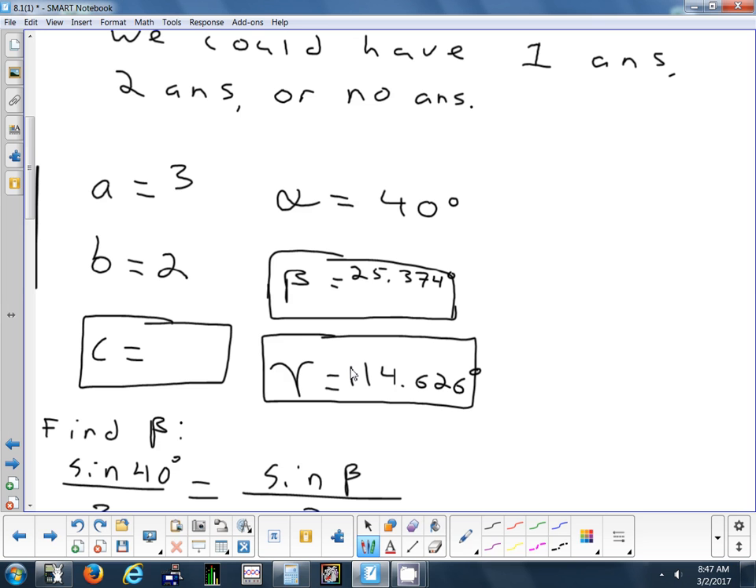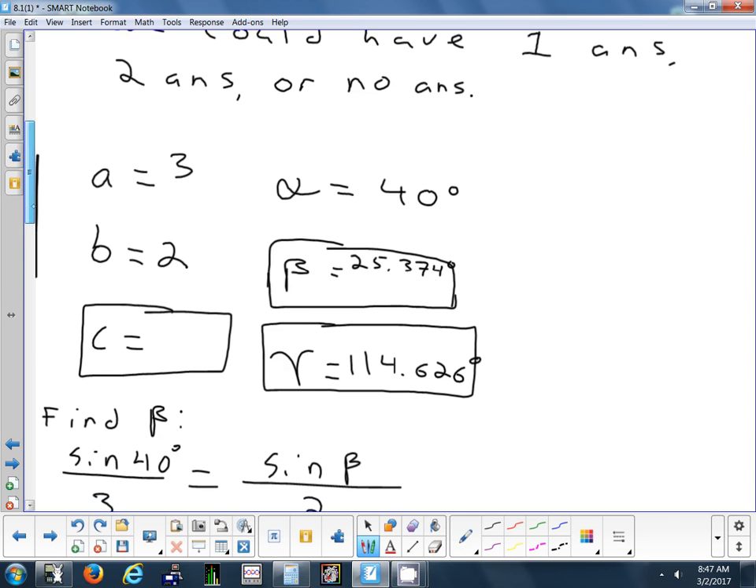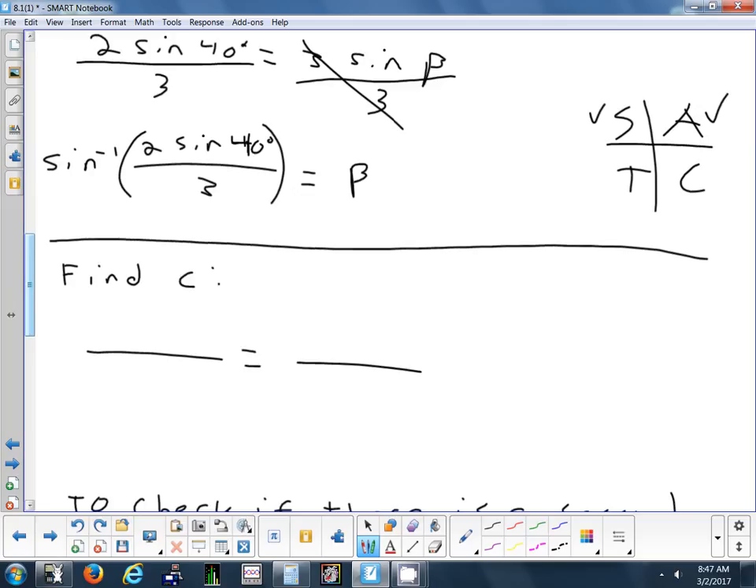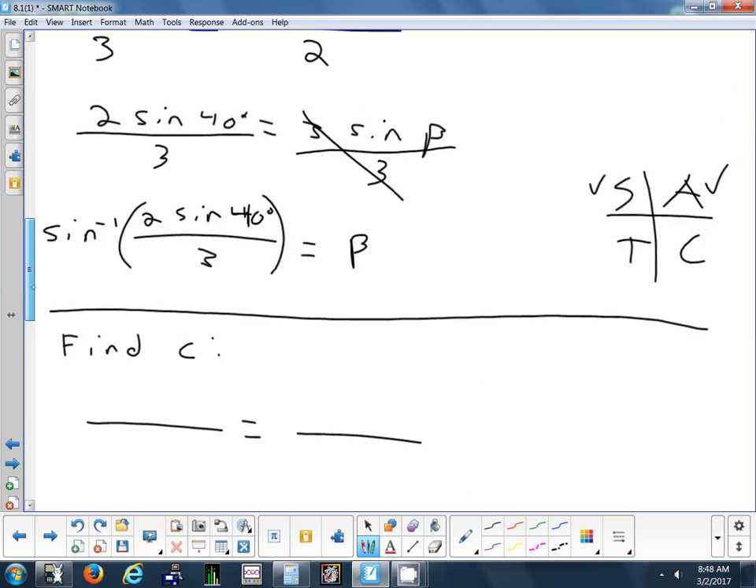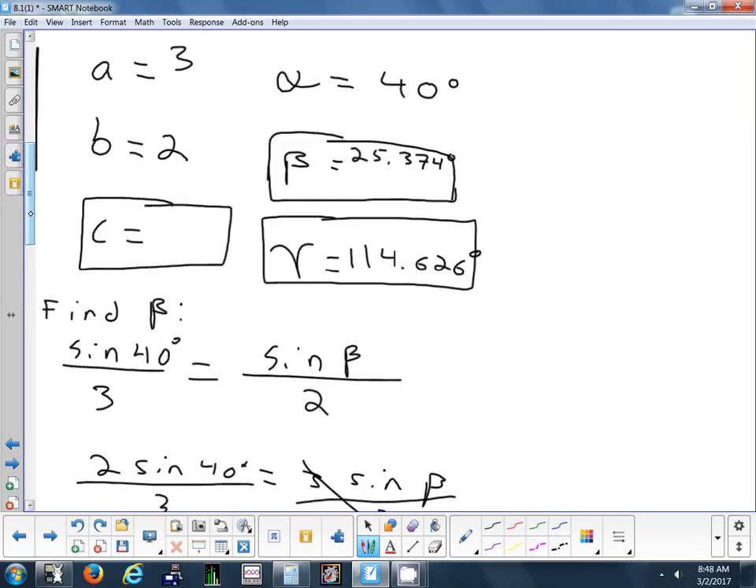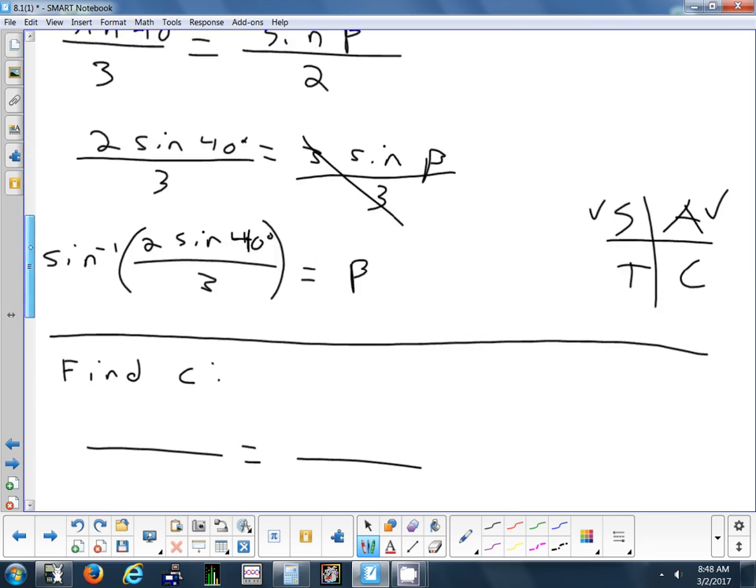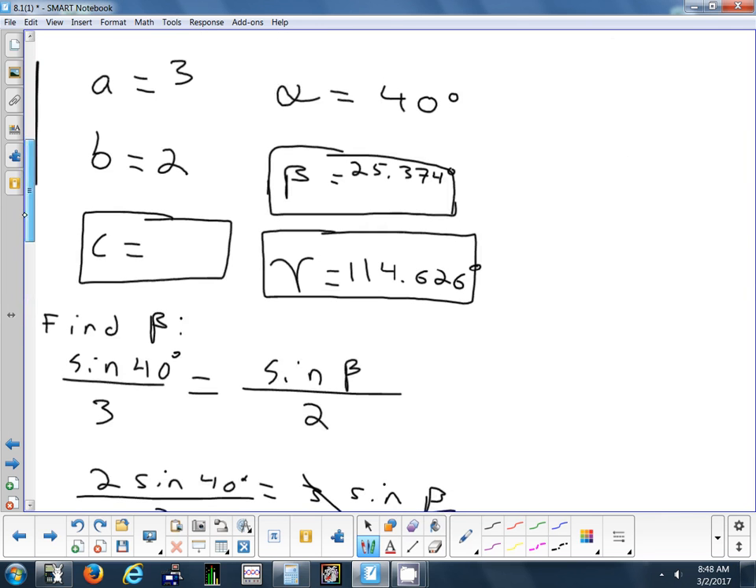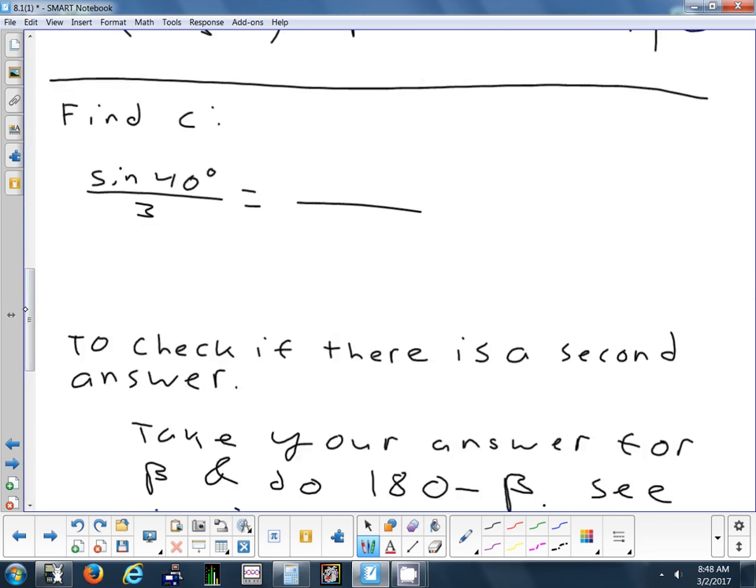Now that I have gamma, I can find C. All right, so now I'll just squeeze it in right here. Let's find C. Tom, can you tell me how to set up my law of sines to find C? All right, so sine 40 over 40. Yep, we're going to go back to that piece of information we were given, because at least we know that's right. Is equal to sine of 114.626 over C. Yes, sine 114.626 over C.